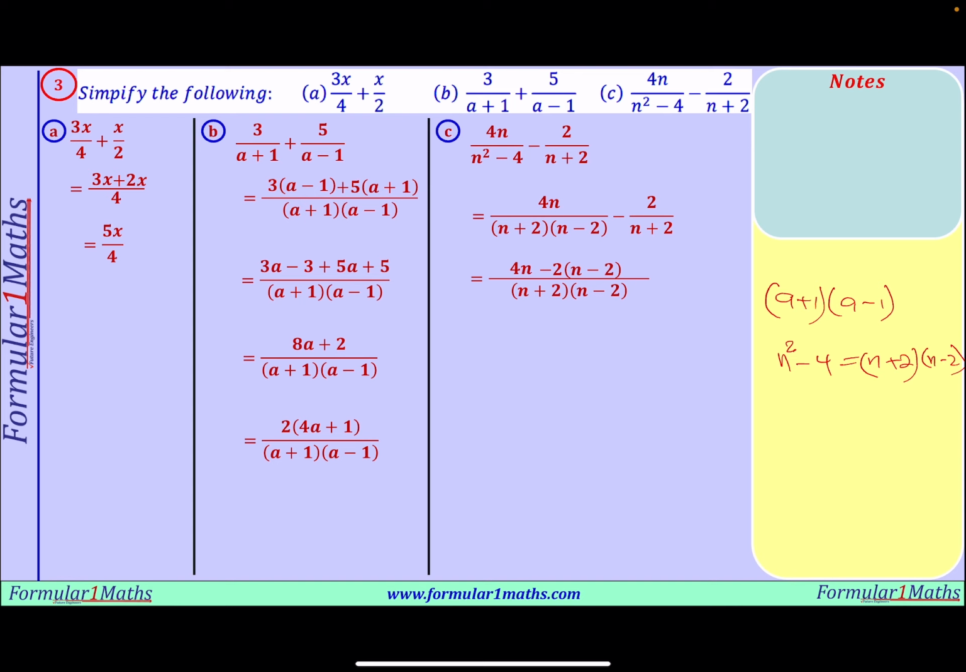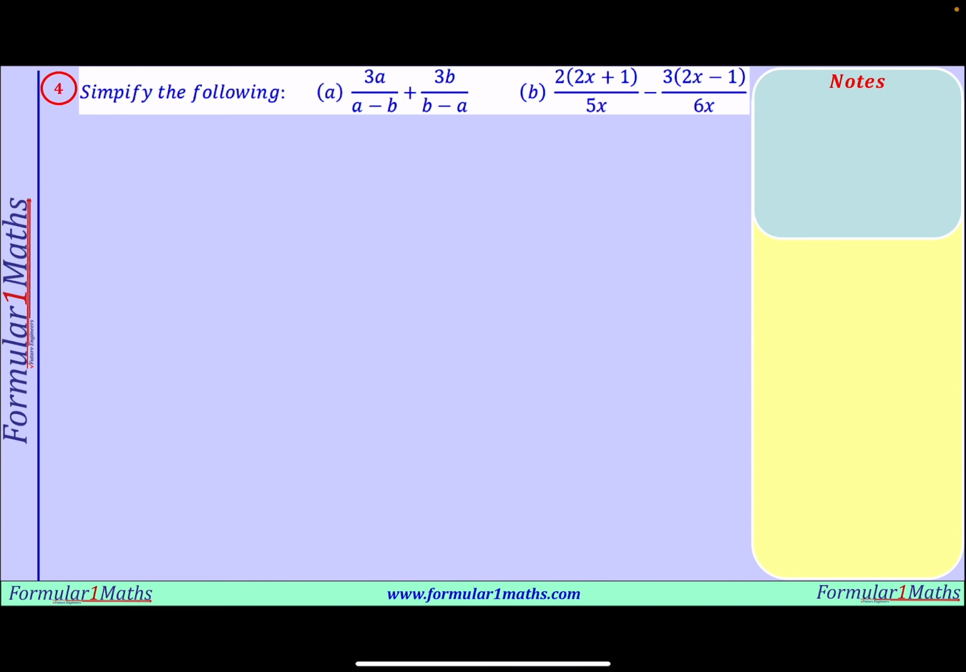Do the expansion to get 4n minus 2n plus 4 in the numerator. Simplify to get 2n plus 4. We can now factorize the numerator to get this. And as we can see, we can cross out this one to get 1 and this one to get 1. And our final answer is therefore 2 over n minus 2.